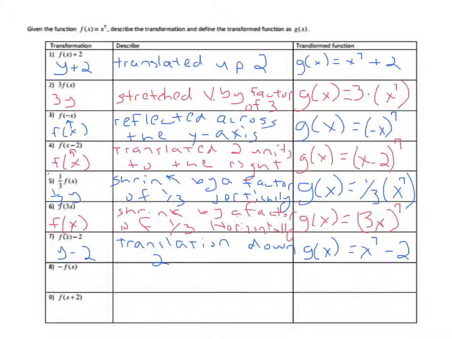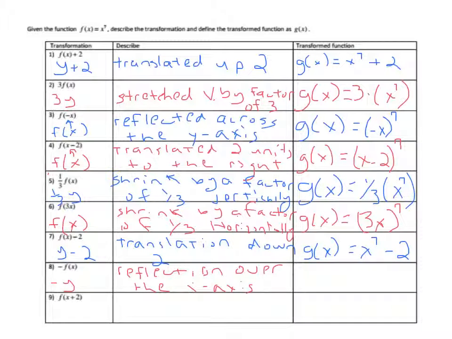On number 8, we have negative f of x, so negative f of x is really negative y. So like the negative x at the top, we take every y value and flip it to a negative, or every negative value we take the opposite sign and make it positive. So if it's a positive 4 on the y, we're going to make it a negative 4, so it flips over the x-axis. So in this case, we have a reflection over the x-axis this time.